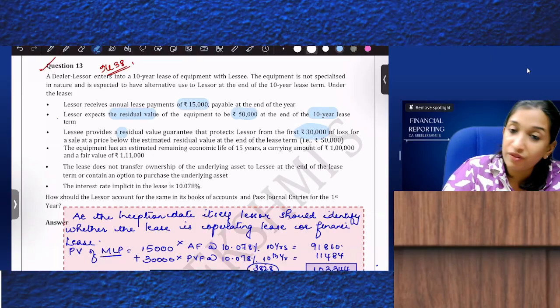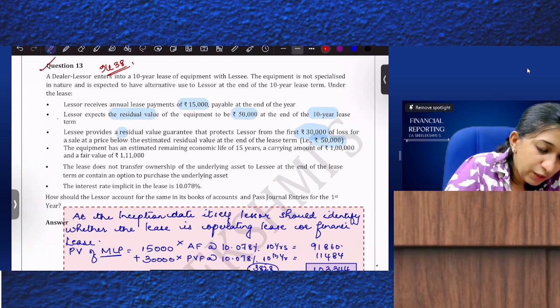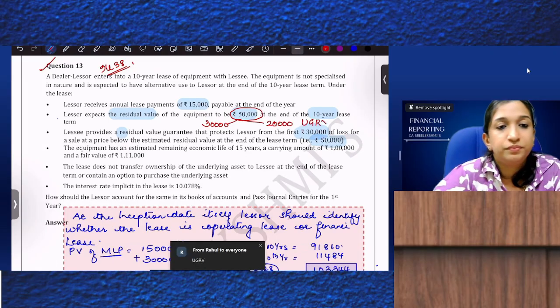Against that 50,000, what do you understand? 50,000 is the total residual value expected, of which 30,000 is guaranteed. So the balance 20,000 is unguaranteed residual value.